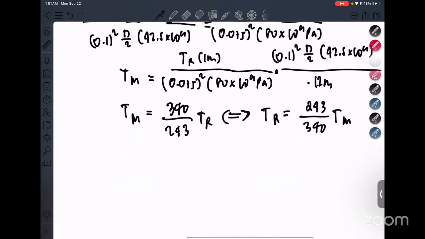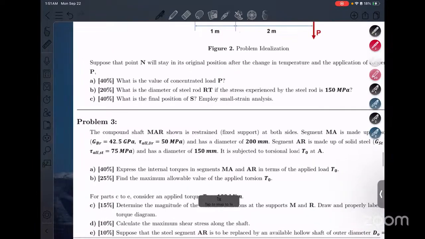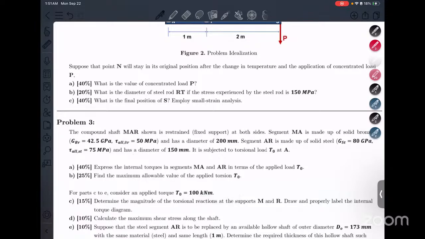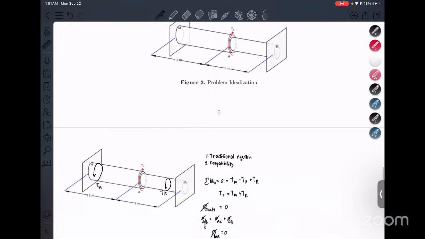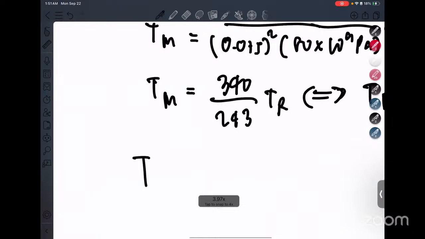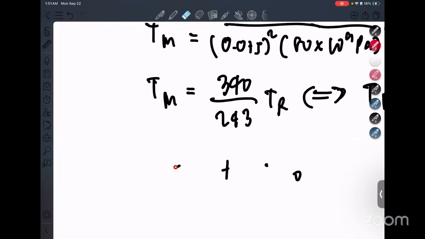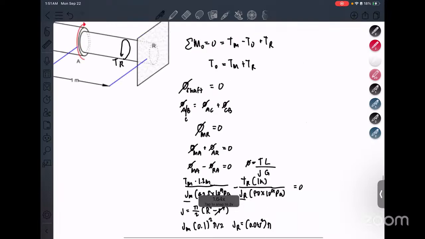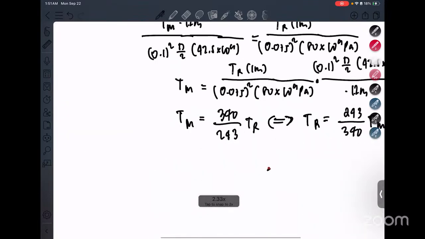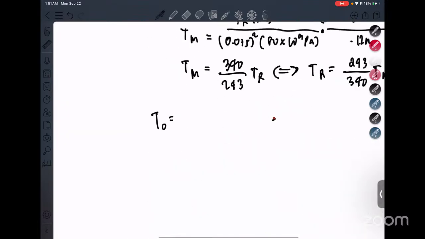So recall that what we want is Tm. The original problem asks us to express the internal torques in terms of T naught. So meaning, we want Tm to be something times T naught. The way we achieve that is by bringing back the first equation that we solved at the start. Here, T naught is equal to Tm plus Tr.